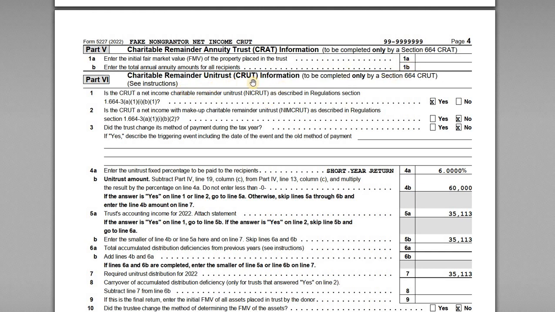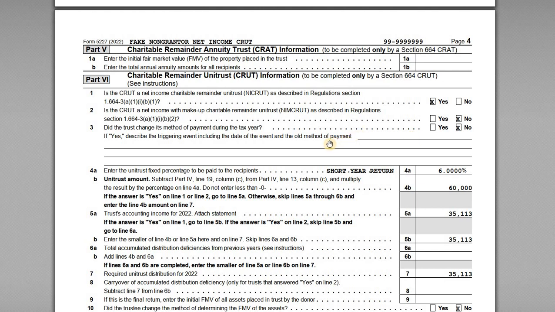The charitable remainder Unitrust information, we do want to complete this, right? So question number 1 is asking us, is the CRUT a net income charitable remainder Unitrust? And the answer is yes, right? So we do have a net income CRUT here. So we are answering yes for question 1. Now question 2 is asking, is this a net income CRUT with a makeup provision? And in this case, no, right? This is the kind of, if you want to call it, a standard net income CRUT.